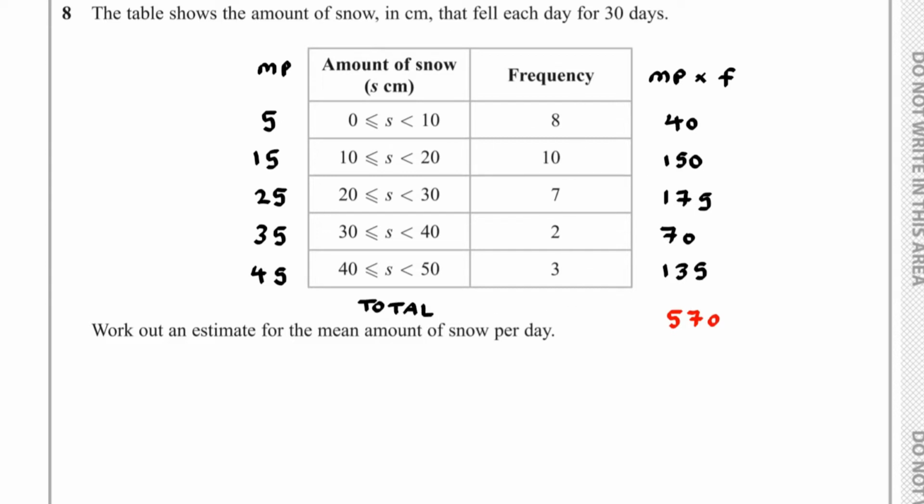And if we add the frequencies together, we get 30. And therefore, the mean is equal to 570 divided by 30, and it turns out we get 19.